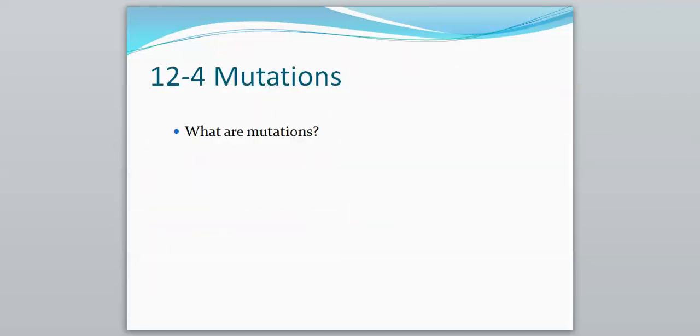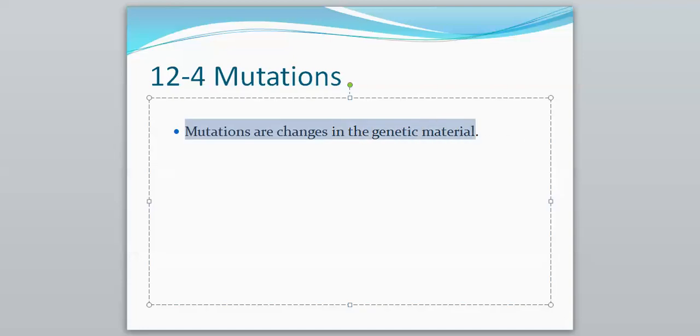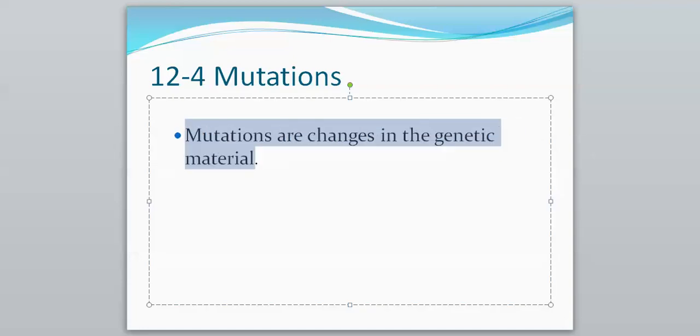So the first question we need to ask ourselves: what are mutations? The definition your book gives is simply changes in the genetic material. I would write this down if I were you, and know this for the quiz. Mutations are simply changes in the genetic material. So in our A's and our C's and our G's and our T's and our U's, when those get a little bit mixed up, those are called mutations.